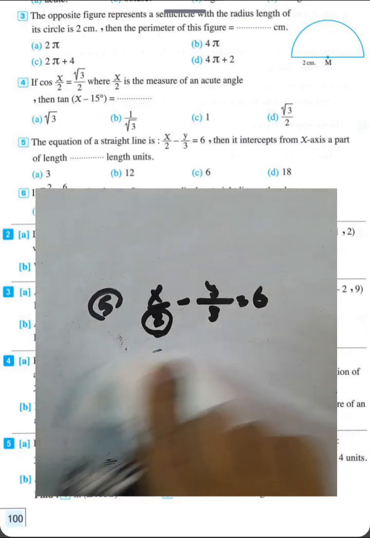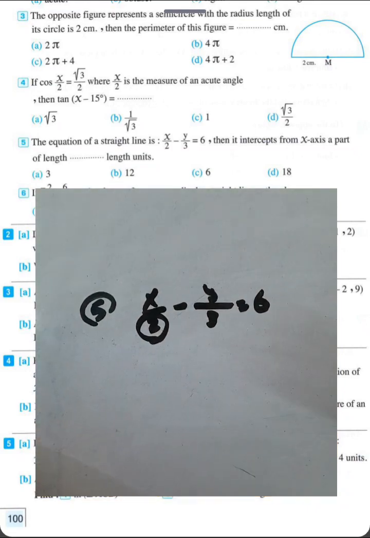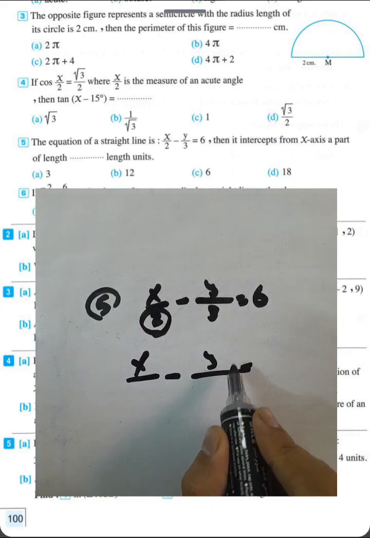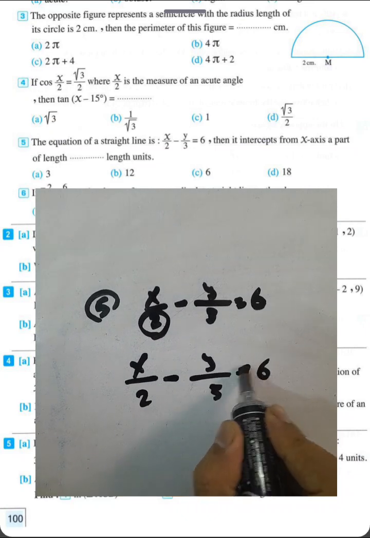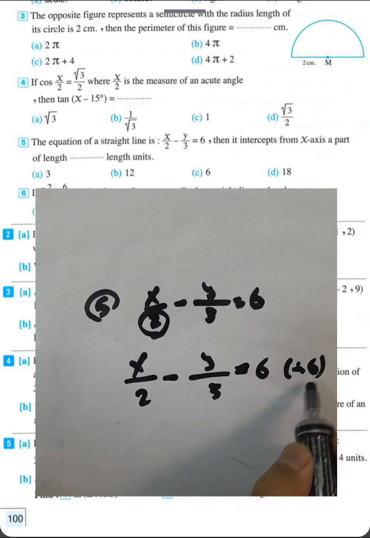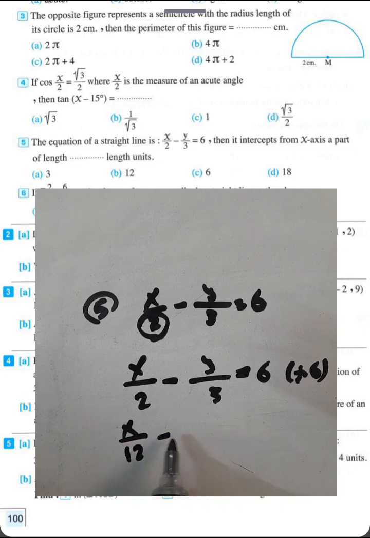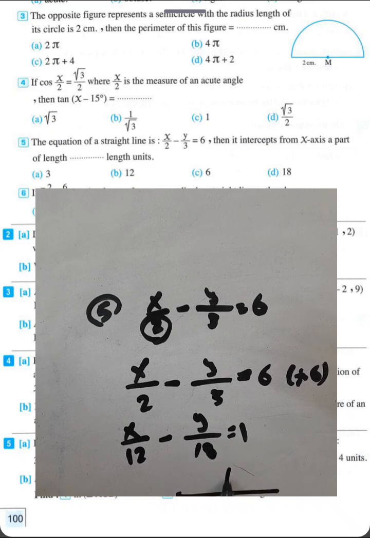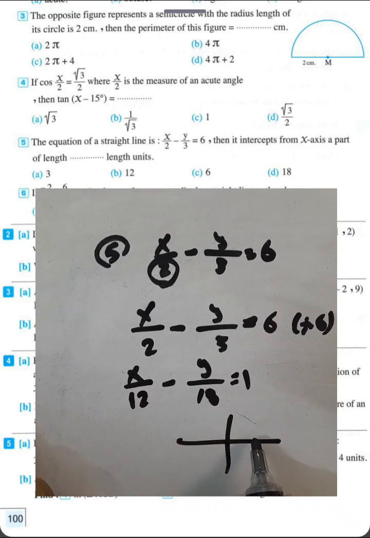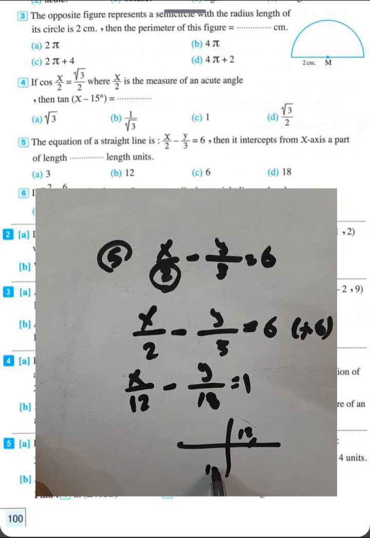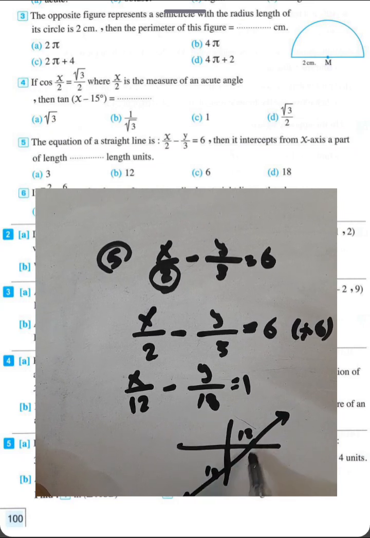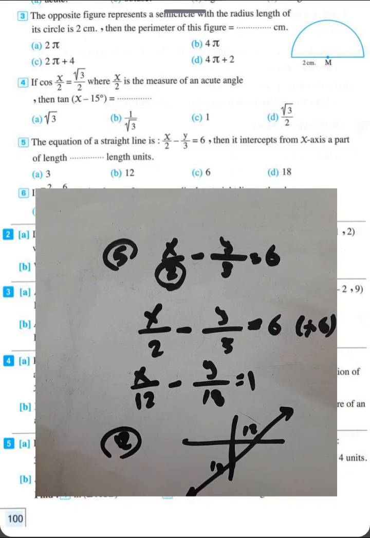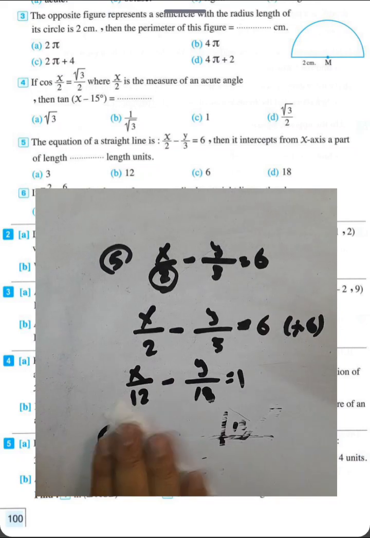Okay, then you must find the image of this straight line here. x over 2 subtract y over 3 equals 6. We must convert 6 here by dividing all terms by 6. It will be x over 12 subtract y over 18 equals 1. Then this straight line cuts from the x-axis 12 parts and from the y-axis 18 parts. Okay, then the result will be 12. Choose letter B about question number 5. Choose letter B, 12.